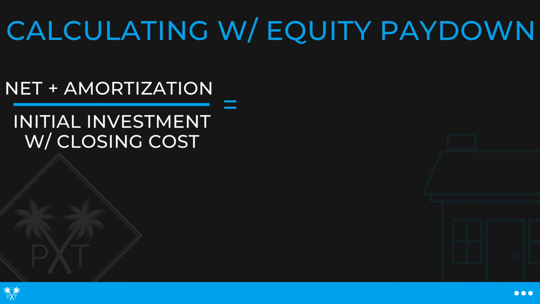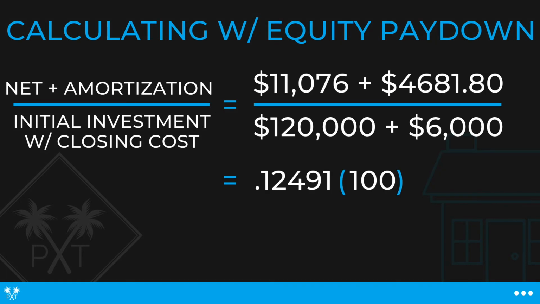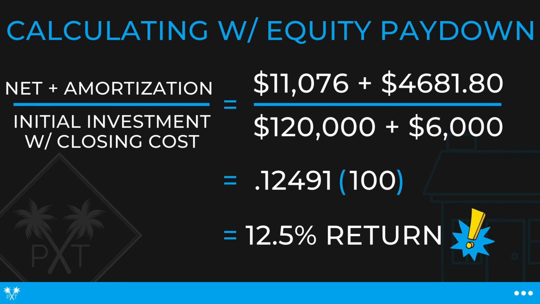So to calculate for that, we're going to take our net annual profit of $11,076, add it to the amortization schedule of $4,681.80, and divide that by our initial investment with closing costs. So when we do that and multiply that by 100, we get a 12.5% return, which is great. And we haven't even talked about the tax benefits, doing a 1031 exchange, or leveraging your home as a line of credit.